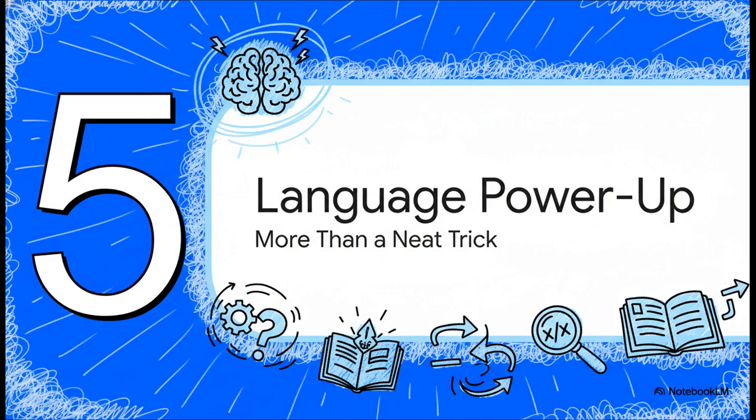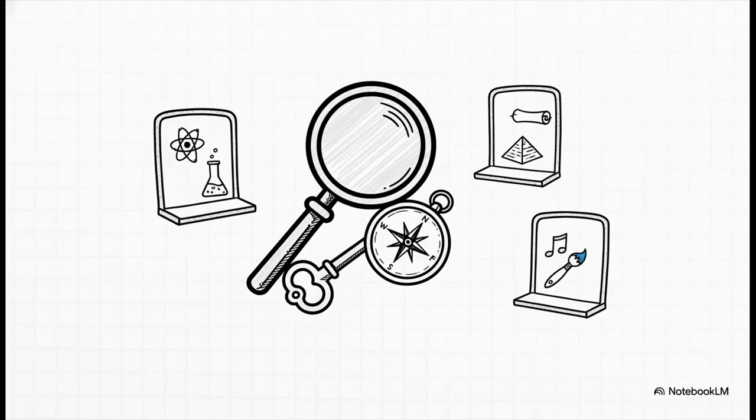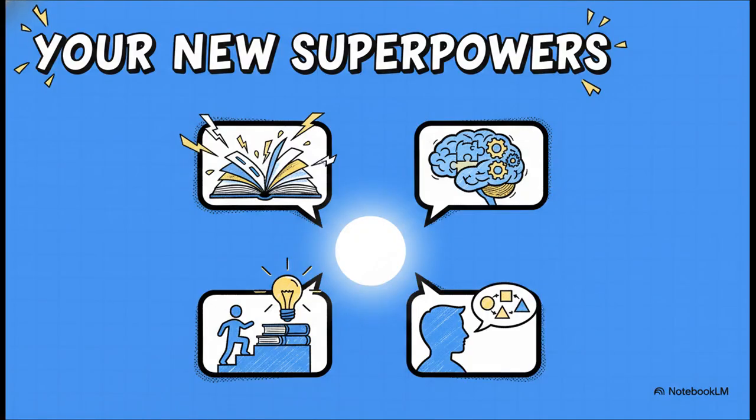So, you've seen the method in action, you've cracked a few cases. But look, this skill is so much more than just a neat trick for understanding weird sentences. This is a genuine language power-up. And this is the most important part. This skill literally changes how you learn. When you can decode unfamiliar words on the fly, you're not just reading better, you're learning better. You can step into totally new worlds like science or history or a new hobby and actually understand their unique language from day one.